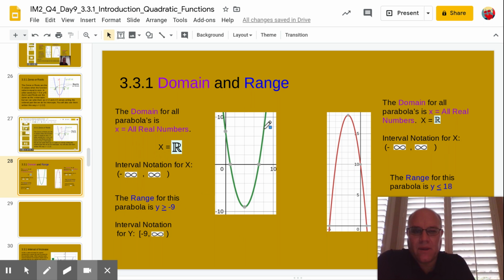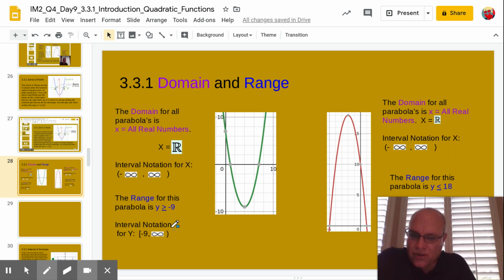The only time your domain will not be all real numbers for a quadratic problem would be if you have some type of story. You kick the football, it went up in the air and then hit the ground after 4 seconds, right? Your domain would be from X is from 0 seconds to 4 seconds. But for just the graph itself, it's always going to be X equals all real numbers.